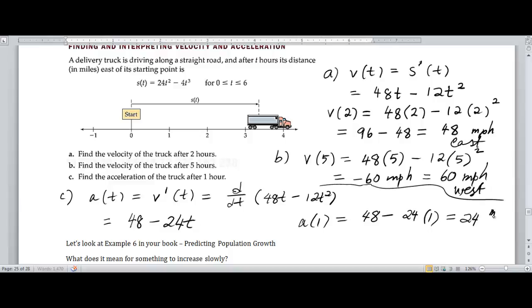And the units are miles per hour squared, right? So think about this. The velocity is miles per hour. The acceleration is per hour, so it's miles per hour per hour, right? And when you divide fractions, you multiply by the reciprocal. Miles per hour squared. Okay.